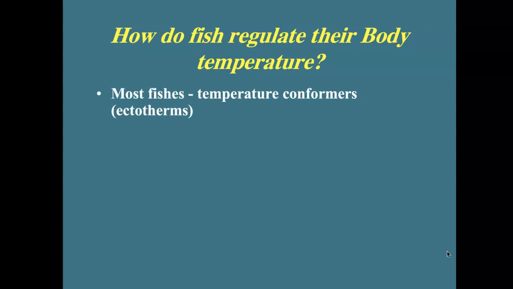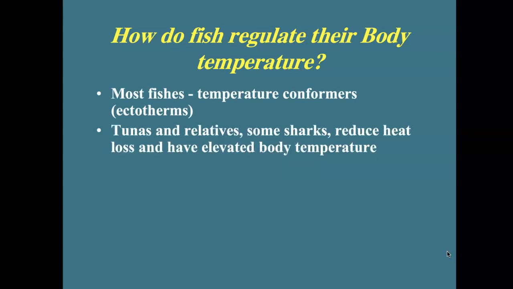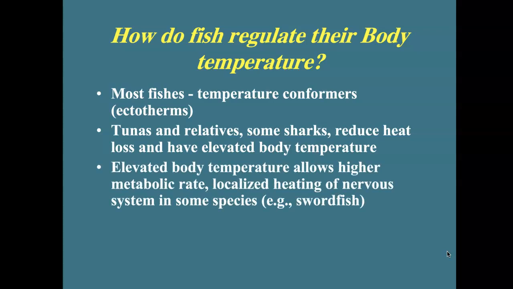As a reminder, fish have to regulate their body temperature. So most of your fish, remember, are ectothermic. So they're temperature conformers, and they just have to conform to the surrounding temperature of the water around them. Tunas and their relatives, and then some sharks. Sharks aren't really what we consider relatives of tuna, but tuna and some of the other predatory fish, more of your tunas, your mackerels, a lot of your jacks, those more predatory fish, as well as some of your sharks can reduce heat loss.